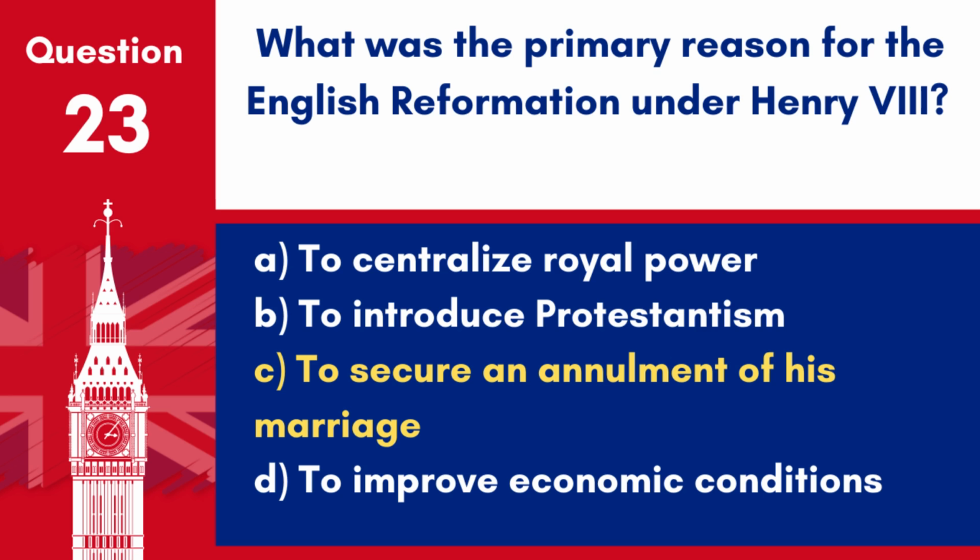Answer: C. To secure an annulment of his marriage. The primary catalyst for the English Reformation was Henry VIII's desire to annul his marriage to Catherine of Aragon, which the Roman Catholic Church refused to grant, leading him to establish the Church of England.